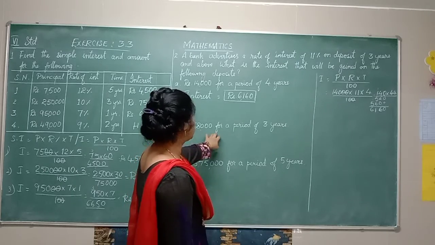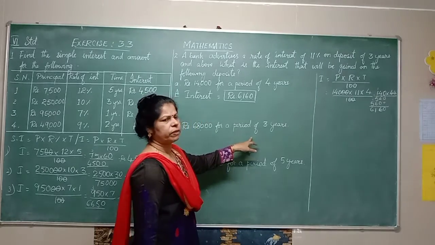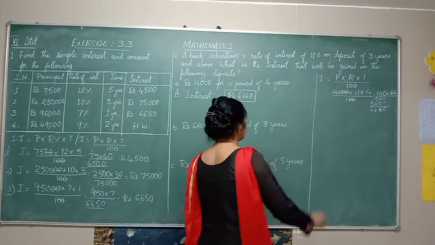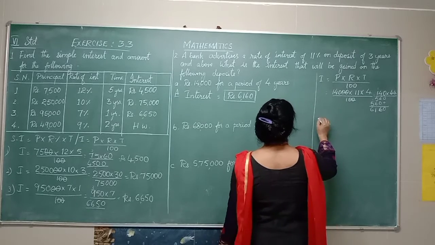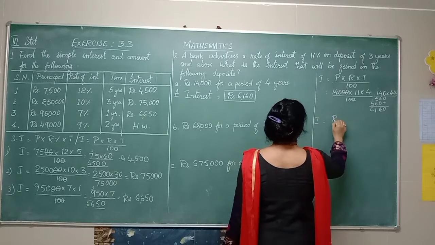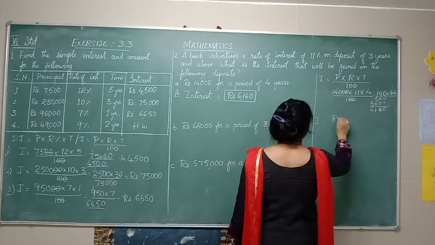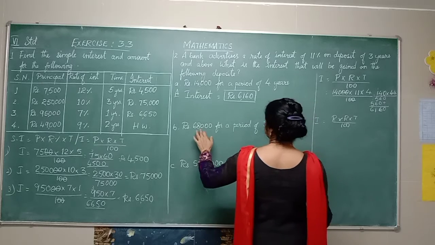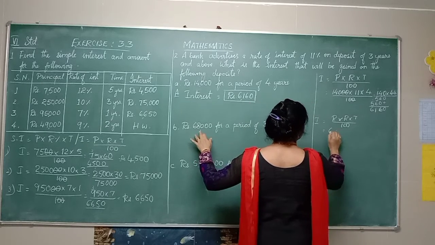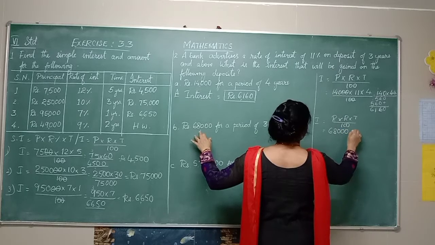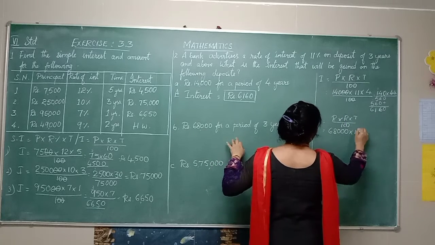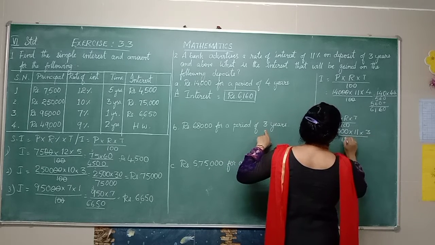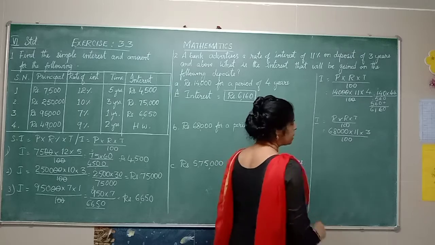Rupees 68,000 for a period of 3 years. Again the same formula will come. So interest is equal to P into R into T by 100. The principal amount is 68,000. 68,000 into rate of interest, commonly given, 11, into time, here it is 3 years, divided by 100. So what is the answer you get?